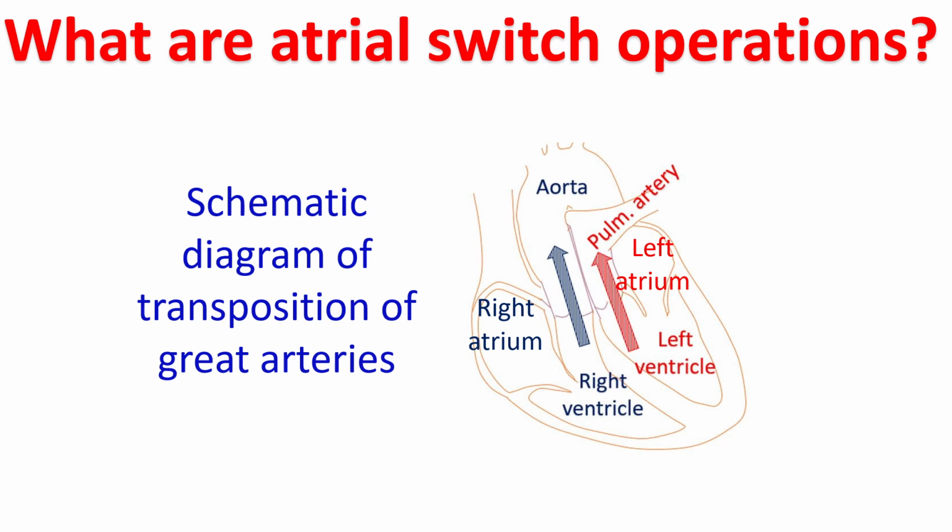Atrial switch operations were the initial operations developed for the treatment of transposition of great arteries. In transposition of great arteries, the aorta arises from the right ventricle and pulmonary artery from the left ventricle. Normally, aorta originates from the left ventricle and pulmonary artery arises from the right ventricle.